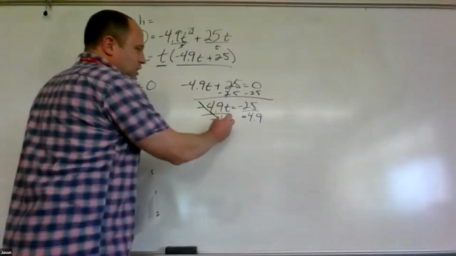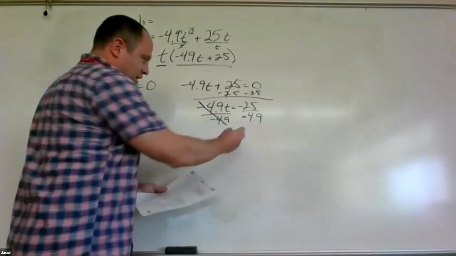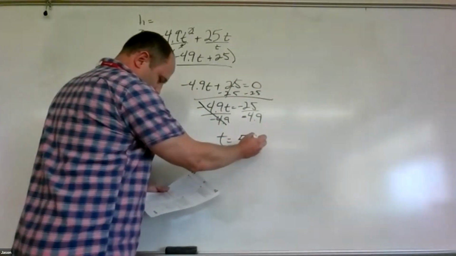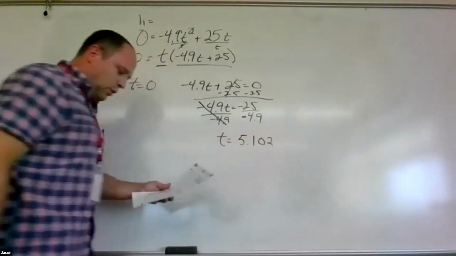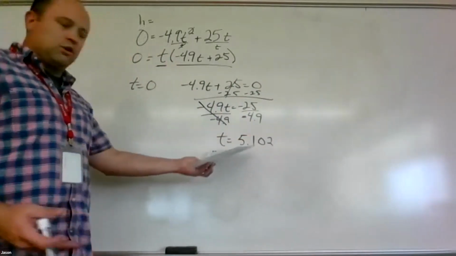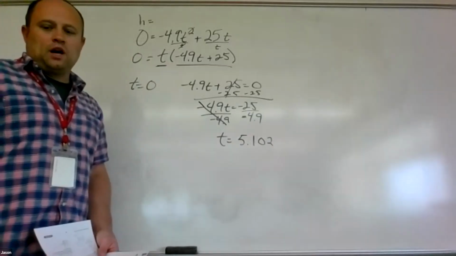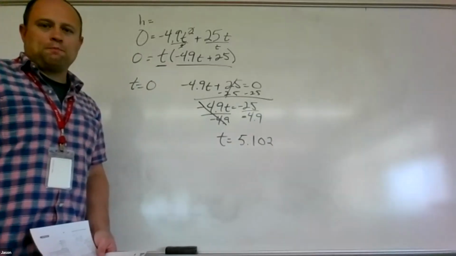So these cancel. What you get when you divide these out is a little more than 5. It was like 5.102. And the question says, after approximately how many seconds? Well, that's pretty close to 5 seconds. That's why the answer is 5. Okay. Questions about that one?